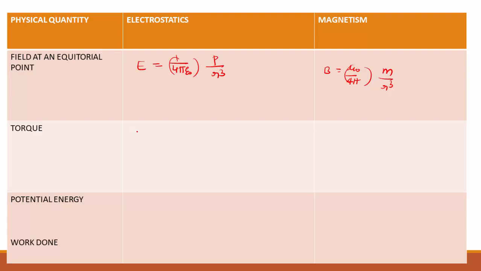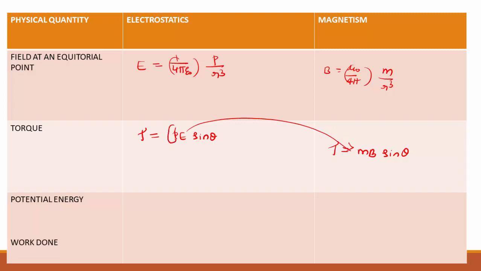And torque. Torque is nothing but a twisting force, and it is the product of force and perpendicular distance. In case of electrostatics, the torque equation is tau is equal to pE sine theta. In case of magnetism, torque is equal to mB sine theta. This is the difference between torque in electrostatics and torque in magnetism.